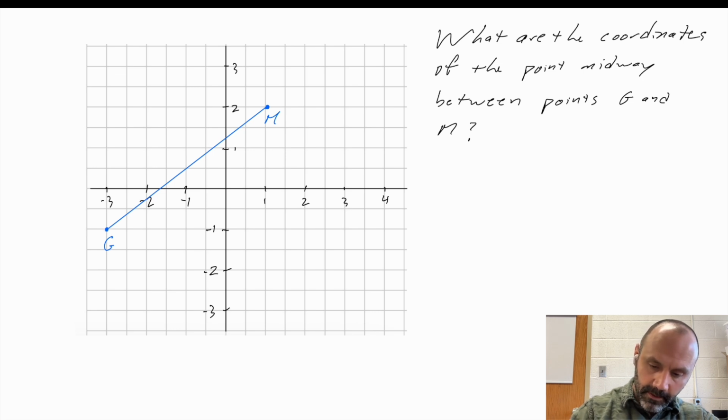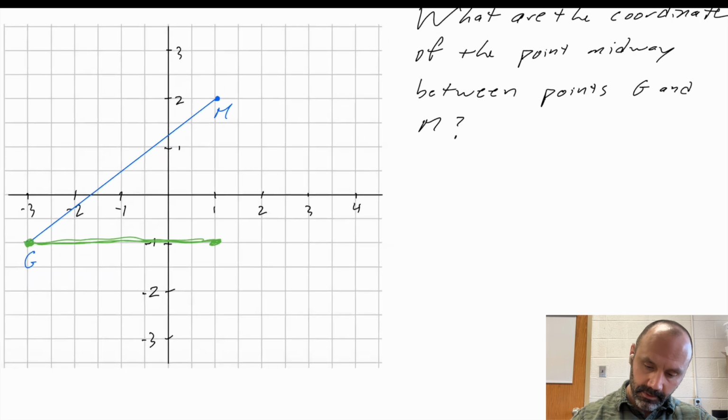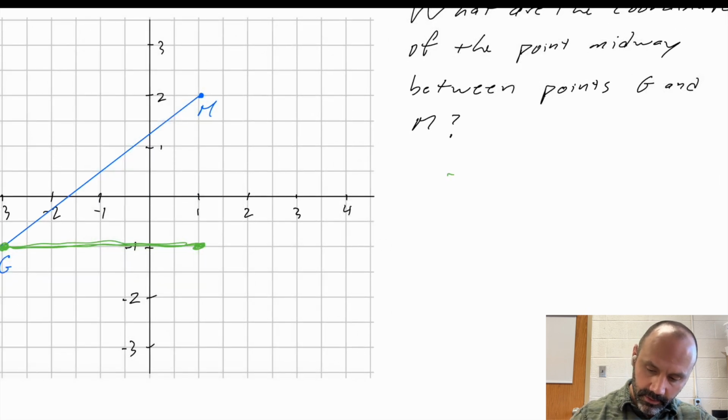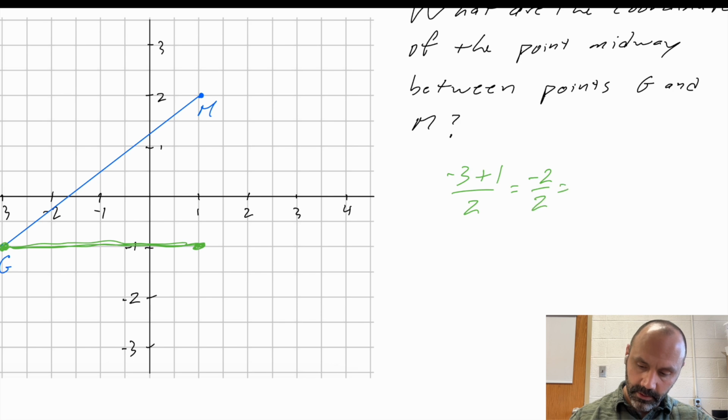Let me do this in green, a different color. We're going from here over to here. So the midpoint is going to have a horizontal coordinate of the middle of this, between -3 and 1. So we're going to do -3 plus 1 divided by 2. What does that give us? -3 plus 1 is -2. So it's -2 over 2, so -1. I'm getting this coordinate, and that looks right.